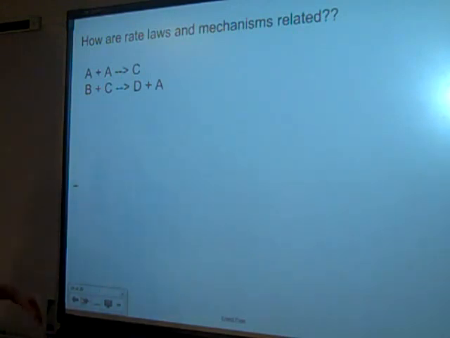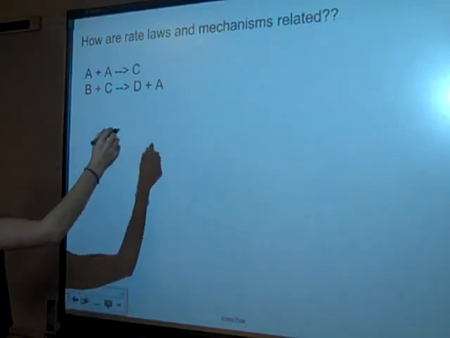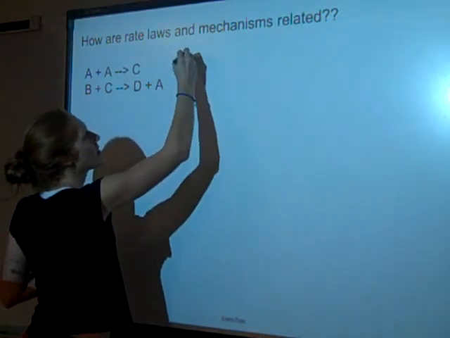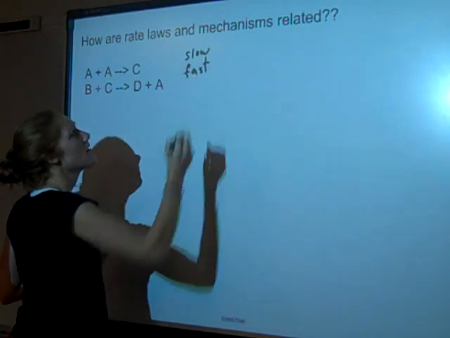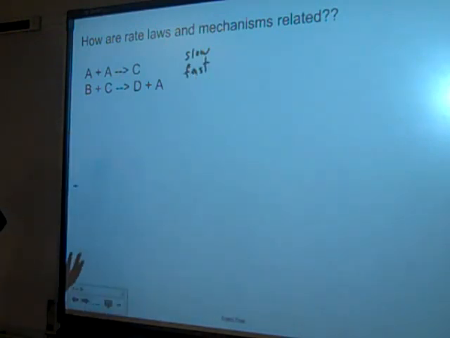Let's look at how rate laws and mechanisms are related. Let's say I'm given this mechanism, and I'd have to be told what the slow step was, and all other steps would be fast. The reason I care about which steps happen quickly and which ones happen slowly is that the slow step slows everything down. So your rate is based on how fast the slow step happens. Everything else is dependent upon that.